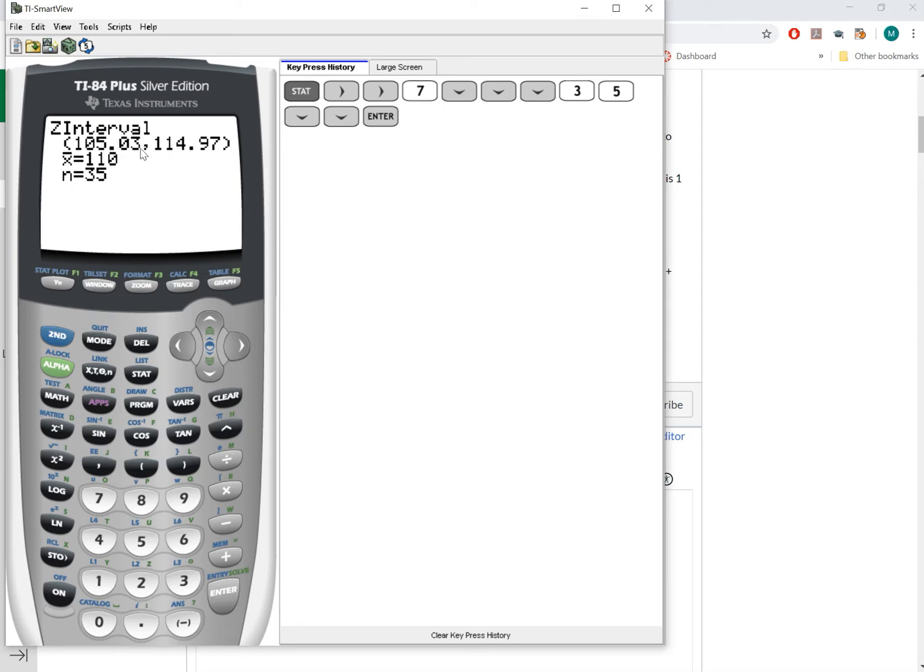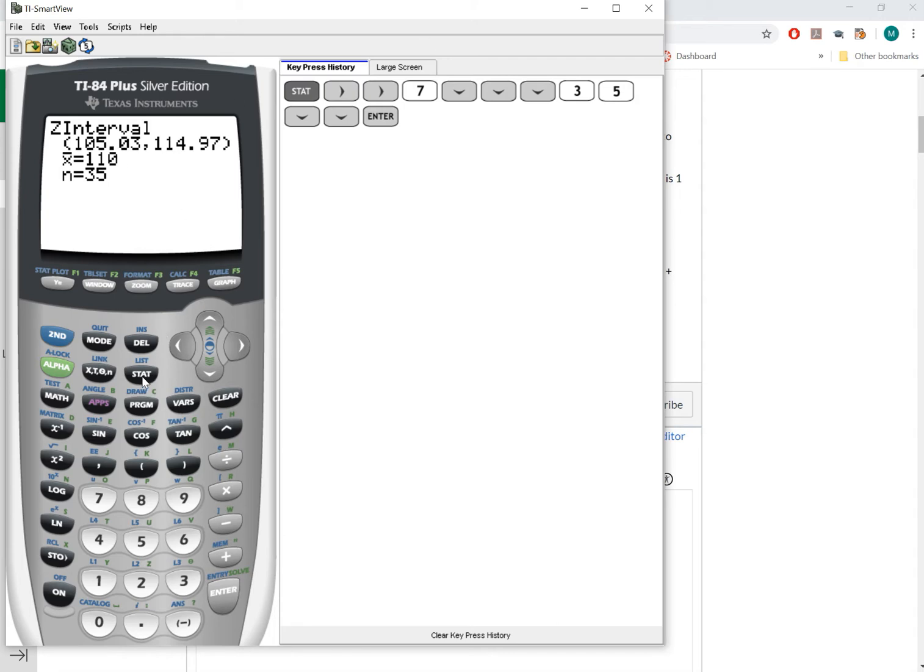What's really cool about this is all you have to do now is add up the two extremes, divide by 2, and you'll notice that you get the mean of 110. And if I subtract 110 from 114.97, I can figure out easily that the difference of those two values is my margin of error, which in this case would be 4.97. And the same thing would be said if I took 110 and subtracted 105.03, I would get 4.97. So just remember this little quick video as a resource you can use.